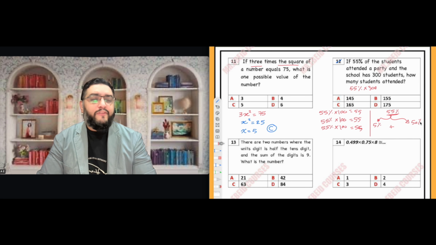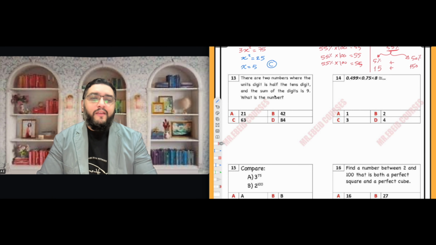So 50% of 300 is 150. And 5% of 300 is 15. So just add 15 plus 150, it will be 165, which equals C. Also, if you added 55 plus 55 plus 55, it will be 165. If you calculated 55% times 300, it will be the same answer, which equals 165, which is C. Move to another question.